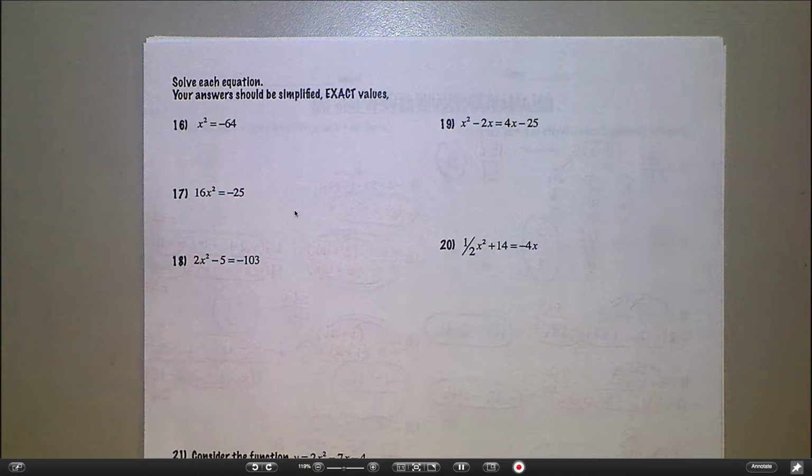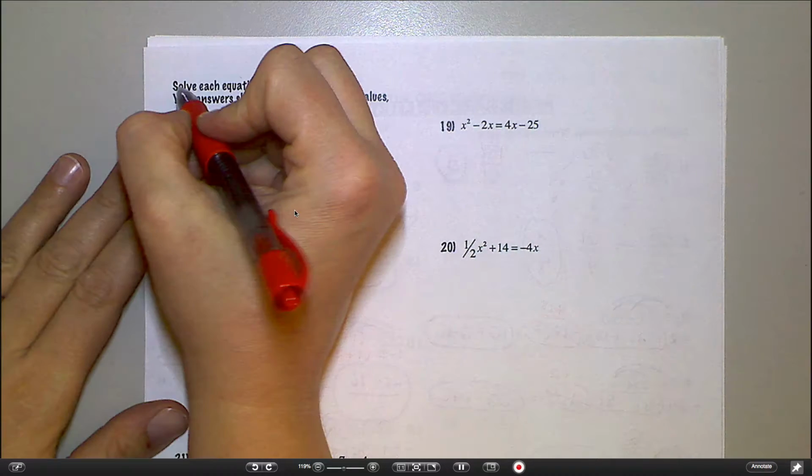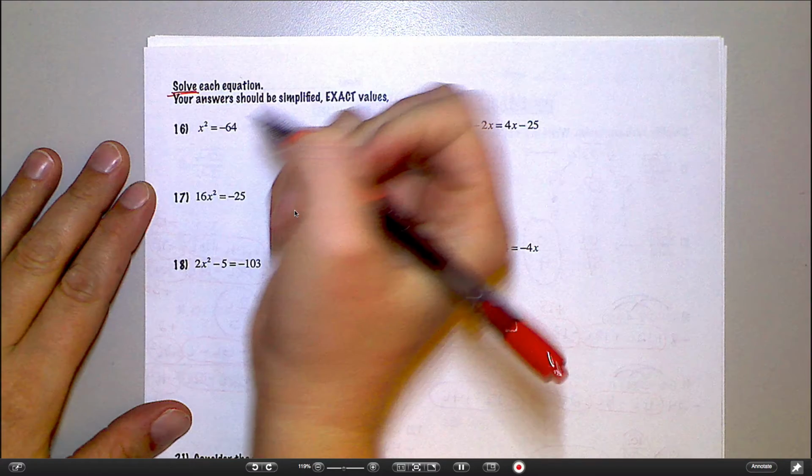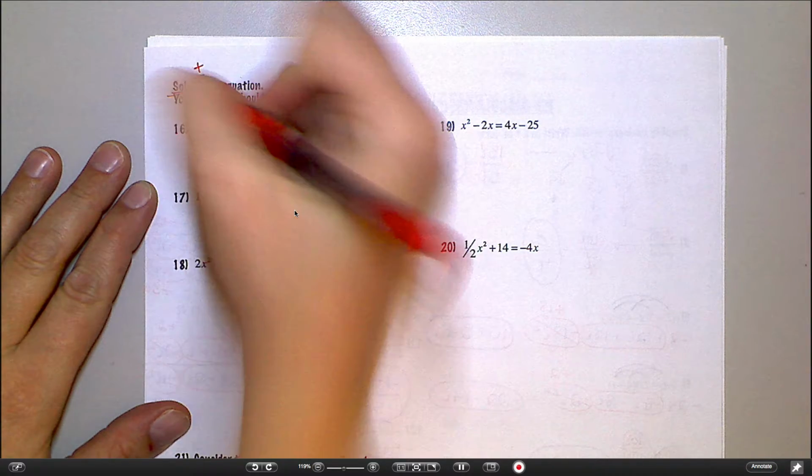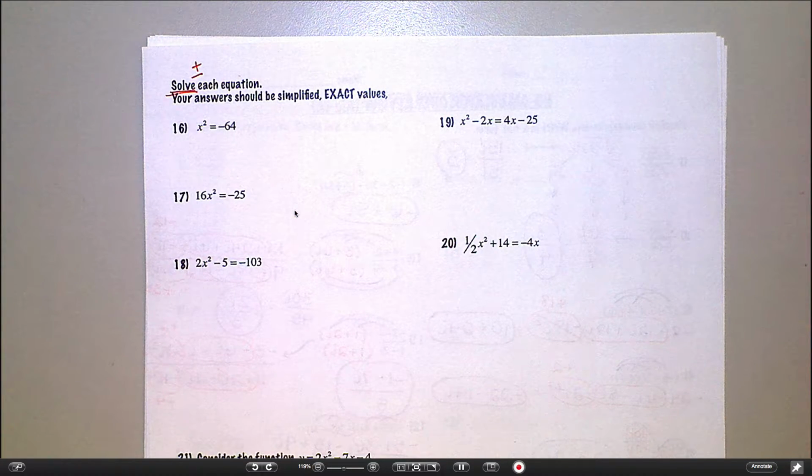Okay? The one thing I want to point out in this first section is this says to solve. First of all, anywhere you see solve, know that your answer should have a plus or minus in it. Okay, so that's the first thing you should know. And then secondly, I've kind of drilled into your heads that anytime you see solve, you're going to have to use the whole quadratic formula.